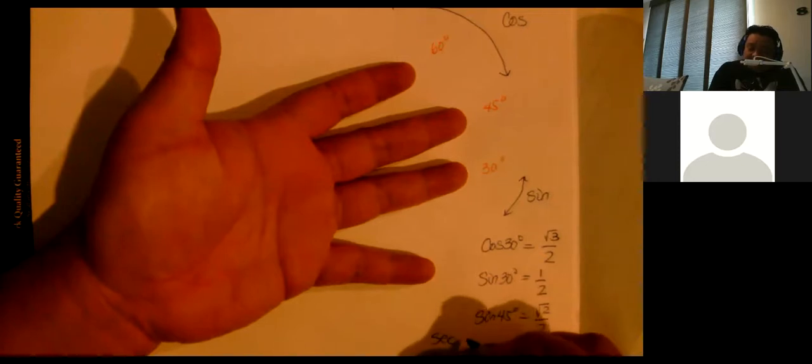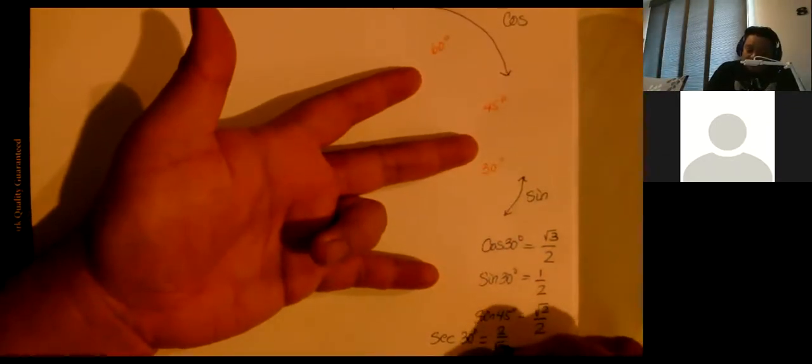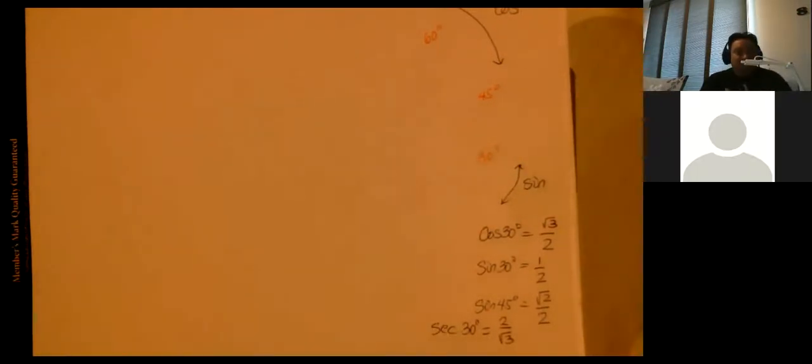So now, how do you do secant and cosecant? Well, instead of the radical over 2, you're going to do 2 over the radical. Okay, so let's say secant of 30 degrees. So 30 degrees, I'm going to fold this one. And then secant is 1 over cosine. So cosine again is the one above. And so I have 3 fingers. So it's radical 3. But instead of radical 3 over 2, you're going to say 2 over radical 3, which is 2 rad 3 over 3. Okay. Any questions on that?